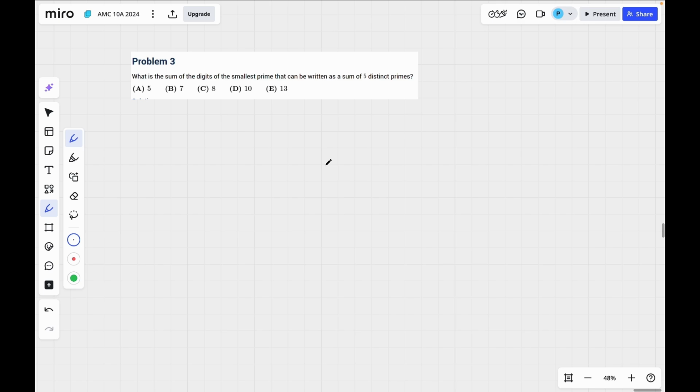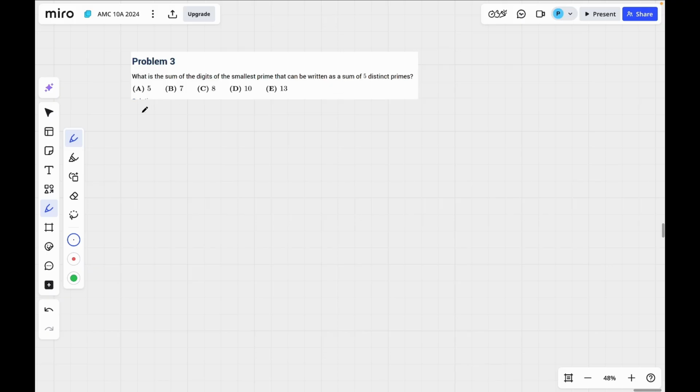Alright, and now let's move on to problem 3. It states, what is the sum of the digits of the smallest prime that can be written as a sum of 5 distinct primes? So there's only one even prime, which is 2. And since we're adding up 5 primes, if we include 2 in our sum, then the other 4 are all odd, which means that the sum will be even, which is impossible because no other primes are even. So therefore, our sum must only consist of odd primes.